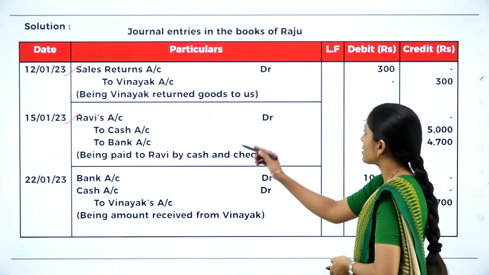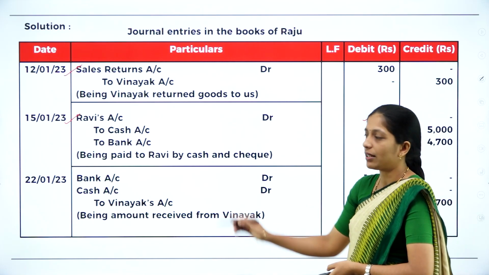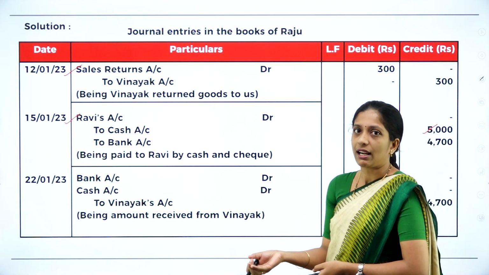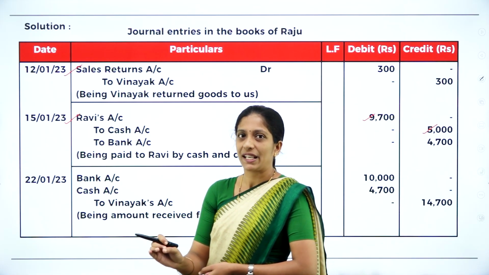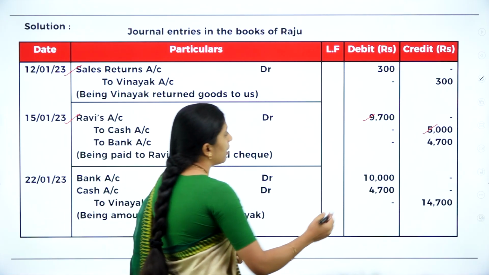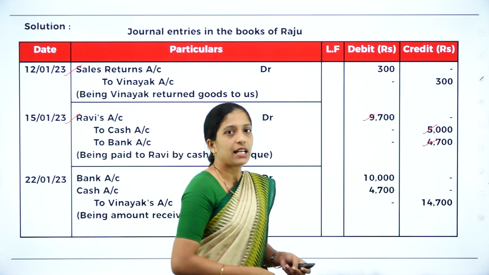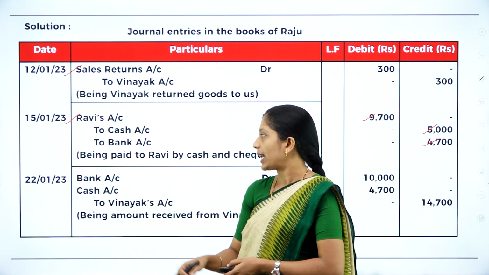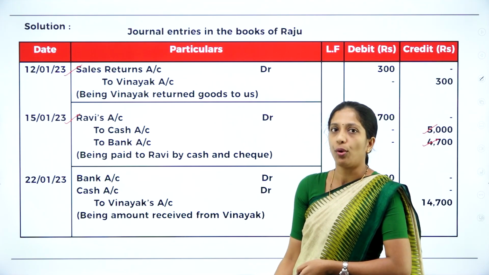So your entry is Ravi's account debit 9,700 to cash account 5,000. We paid through cash, to bank account, so wherever a check is being used, we will record or transfer it to the bank account. So to bank account 4,700. Narration being amount paid to Ravi by cash and check. Your narration can be in your own words.